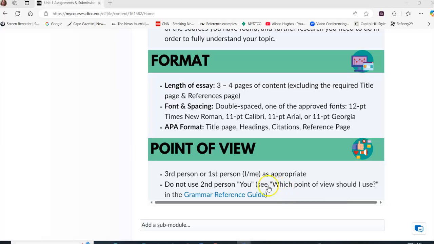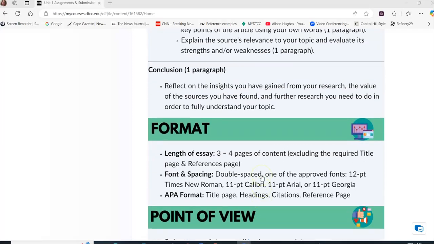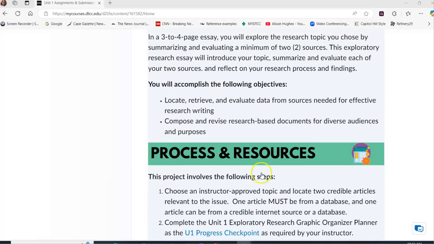What you should never, ever, ever do is the second person you. You is a direct address to the audience, and at no point in this essay should you be directly addressing the audience. You are discussing what your article said, you're discussing the strengths and weaknesses, and you're discussing where you need to go next. So that is why third and first person are appropriate, second person is not. So don't be tempted by the you or the your or yourself or yours. None of that. Inappropriate. So that is the basic overview of the essay for Unit 1.